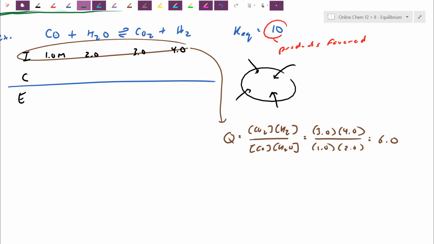However, again, I see that my Q is not equal to Keq. Well, I just randomly tossed in these amounts. It would be magic if I actually hit equilibrium amounts. But what I have to do here is, my Q this time is too small for Keq.